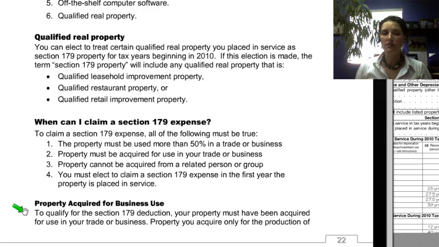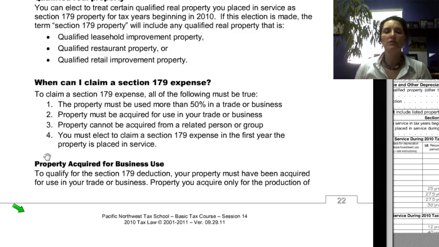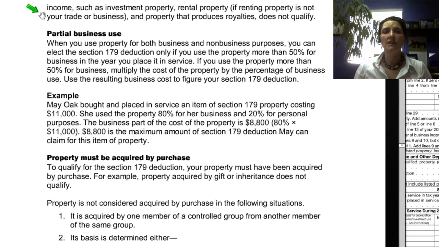Property acquired for business use. To qualify for the Section 179 deduction, your property must have been acquired for use in your trade or business. Property you acquire only for production of income such as investment property, rental property, if renting property is not your trade or business, and property that produces royalties does not qualify.